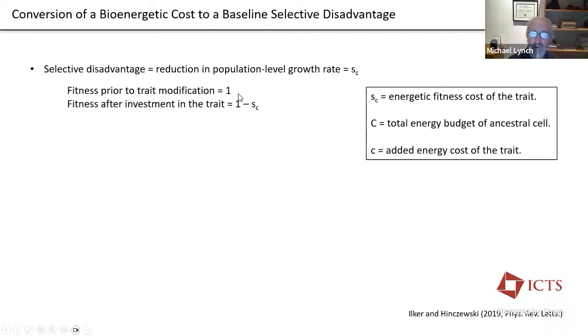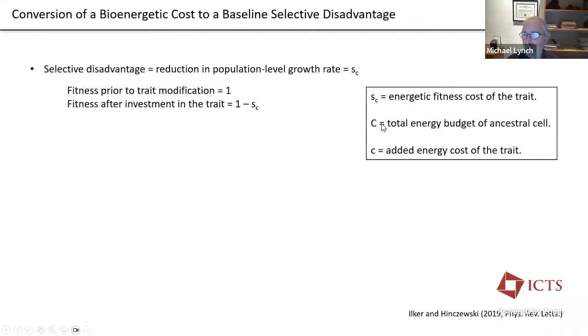The fitness before trait modification, we just use a benchmark of 1. This is how things work in evolution. Everything's relative to each other. So you always benchmark the time 0 situation as 1. And then the fitness after the investment in the trait is 1 minus the selective cost.